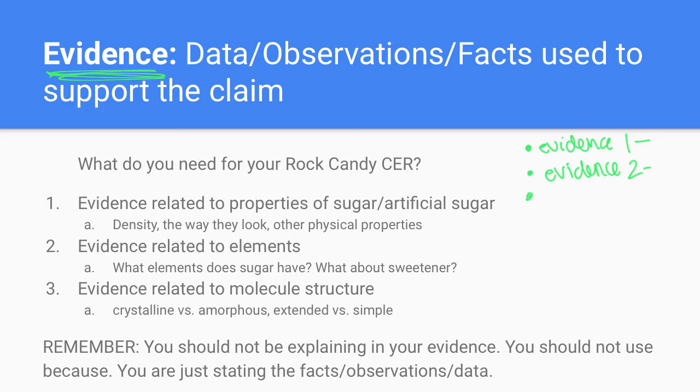So what do you need for this particular CER? You should have some evidence related to properties of sugar and artificial sugar. Remember, we talked about the density, we looked at the way that they look and other physical properties. You should also have some evidence related to their elements. So what are they made of? What elements do they have in them? And what does that have to do with them? And then you should have some evidence related to their structure. Again, remember, you are not explaining in your evidence. Evidence is just stating the observations, the data, the facts. And we're going to go through some of these pieces of evidence in a little bit in this video.